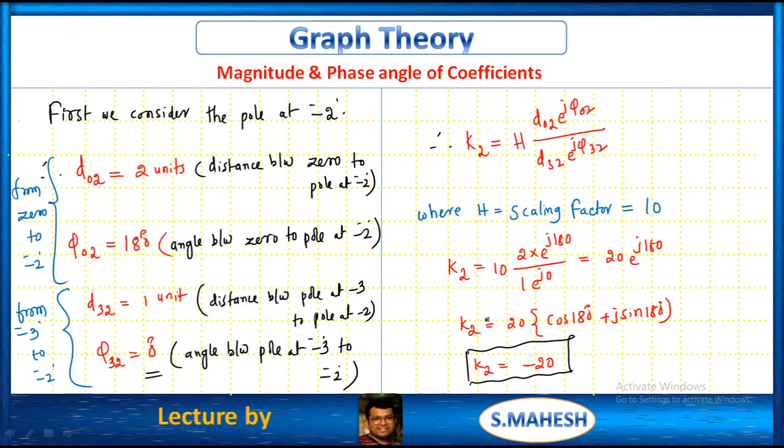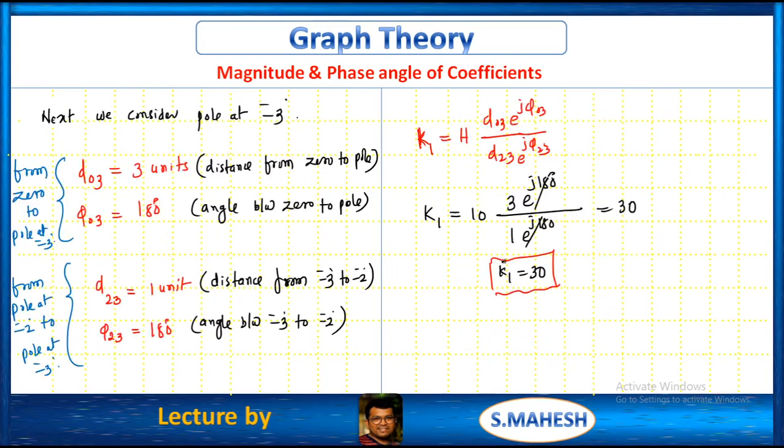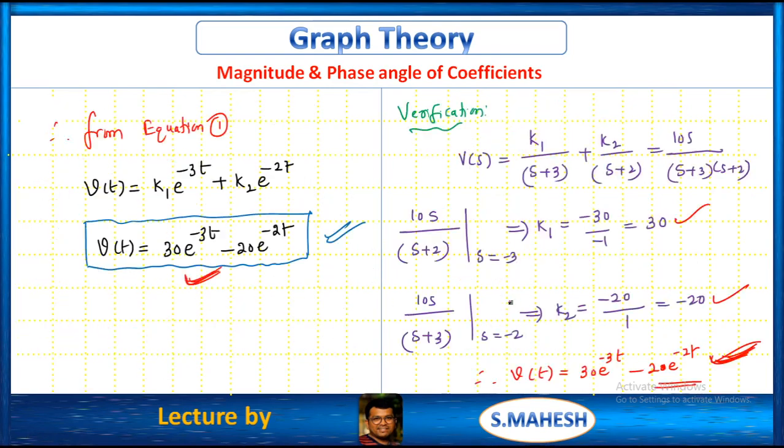So like that, we have to get the K1, K2 coefficients and finally substitute the values into equation 1. Finally we got the Laplace inverse transformation of the given network function. This is about the concept of magnitude and phase angle of coefficients of network functions.